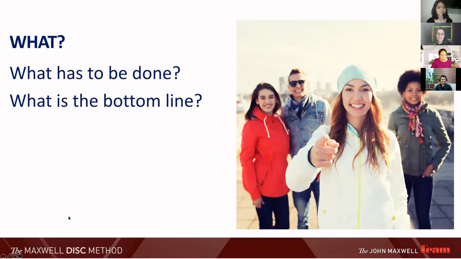And how do you interact better with a D-wired student? Always answer the question: what? What has to be done and what is the bottom line? Someone who is D-wired doesn't need a lot of introductions or a lot of stories. This person needs to know, what do you want to say exactly? All right, so that's for the D-wired.